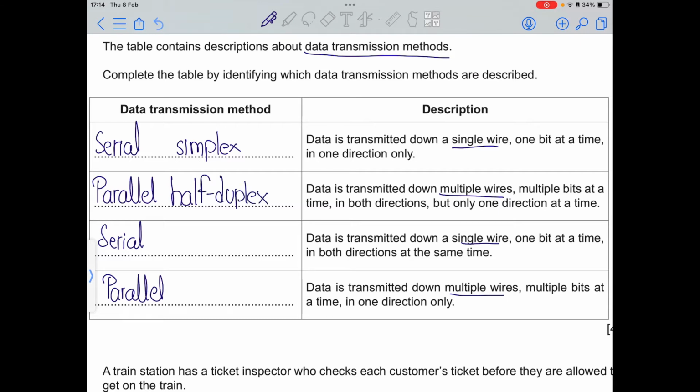Then both directions at the same time, that means it would be a full duplex. Then you have multiple bits at a time in one direction only, multiple bits at a time in one direction again, it's going to be a simplex data transmission. So I hope this is clear.